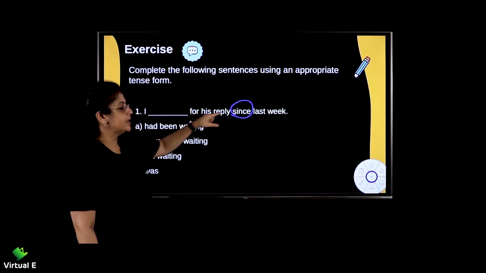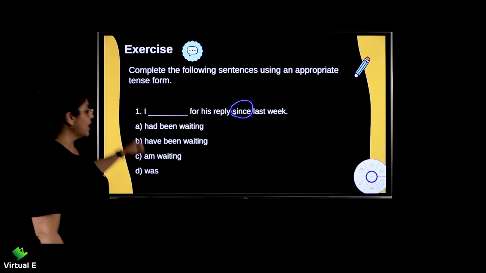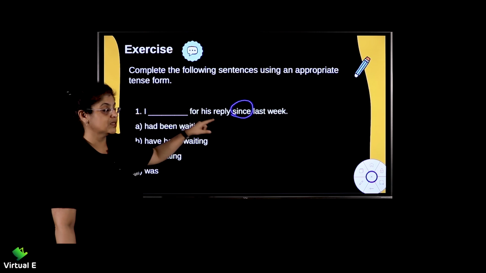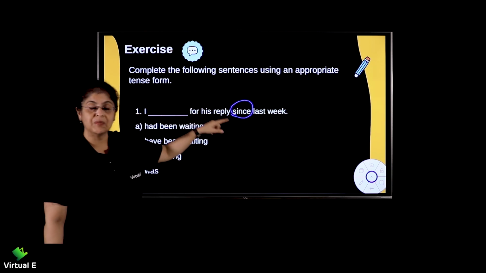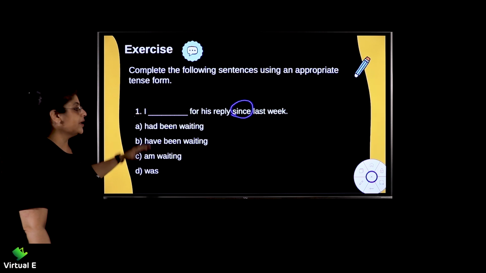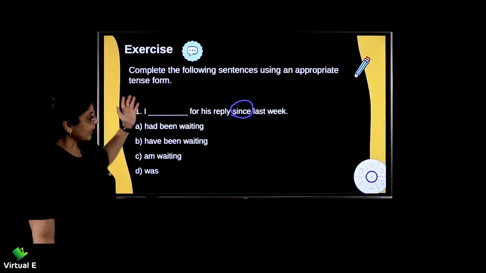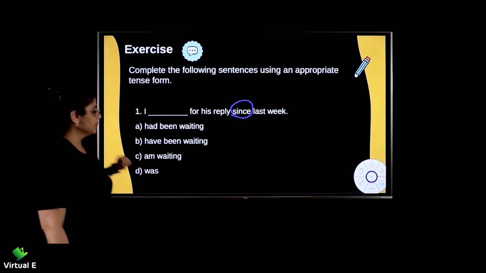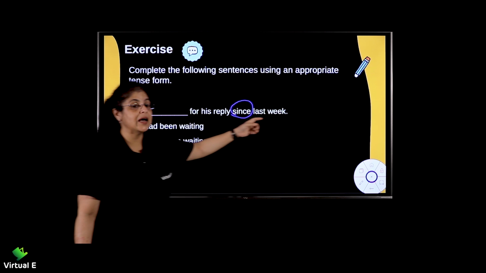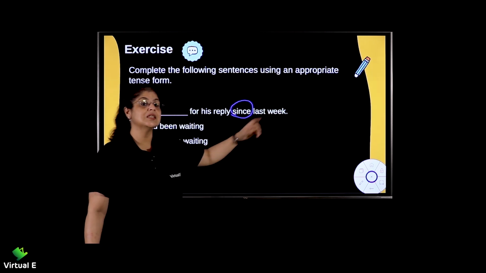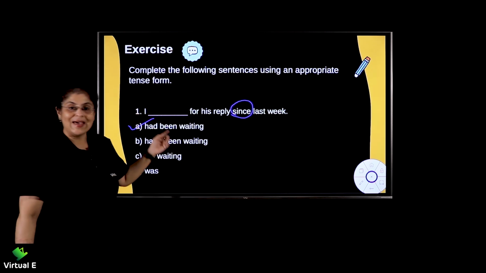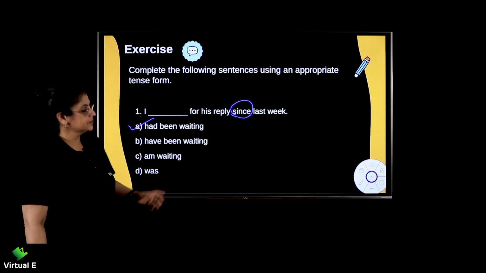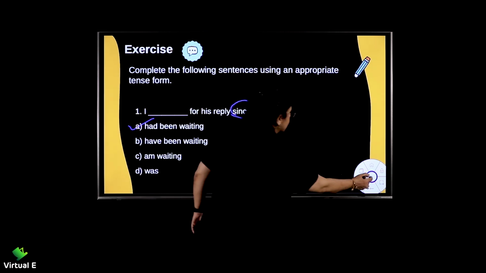I had been waiting for his reply since last week. I have been waiting for his reply since last week. I am waiting for his reply since last week. I was for his reply? Of course not. So yes, here you have your last week. It's in the past. So obviously we are going to use had been waiting. Right? Let's try some more.